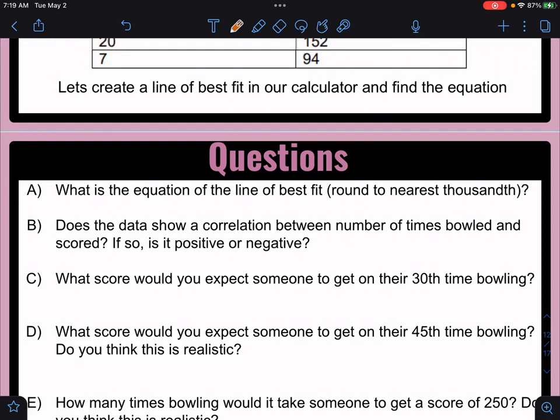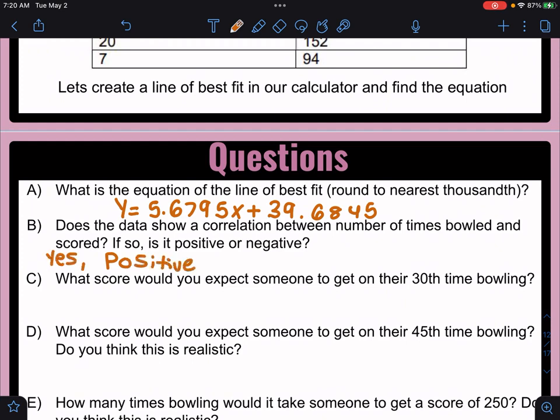They want me to round to the nearest thousandth. So y equals 5.6795, which is my m, then I put x, plus my b, which is 39.6845. Alright. Does the data show a correlation between the number of times bowled and a score? If so, positive or negative? Yes, positive. As you bowl more times, your score goes higher.